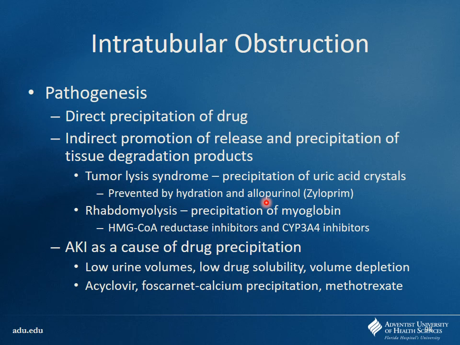Anyone ever heard of that drug? What do we use it for? Yeah, used for gout as well. It actually prevents production of uric acid. That can be something we'll actually give them along with good hydration. And then with rhabdomyolysis, the more common thing you'll see this with is usually a statin along with a CYP3A4 inhibitor. Look for those drug interactions, try to prevent them occurring beforehand.